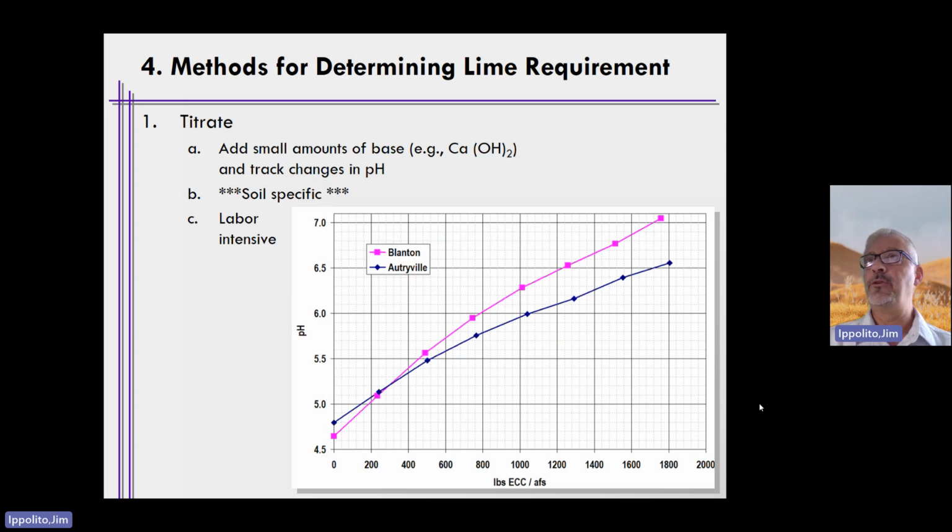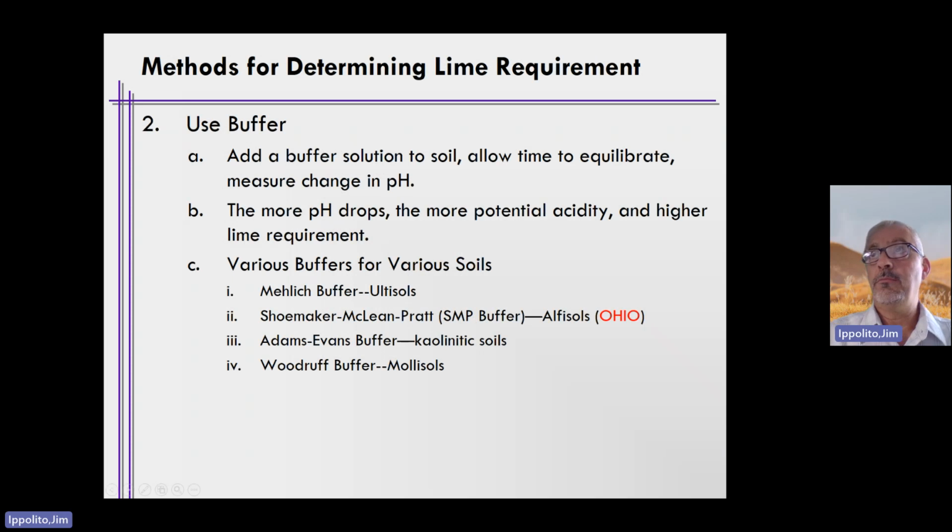So what else can you do to determine a lime requirement? You can use a buffer solution. This is what most laboratories do. If you were to try to do this in a laboratory on campus, you would follow the same principles. You add a buffer solution to the soil, allow it to sit there and equilibrate, and then measure the change in that solution pH after a known period of time. The more the pH drops, the more potential acidity is present, and thus the higher the lime requirement needed to raise the pH of that soil.